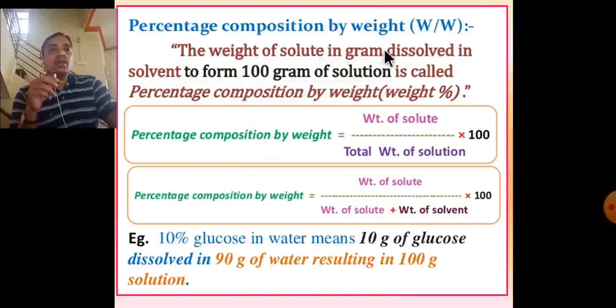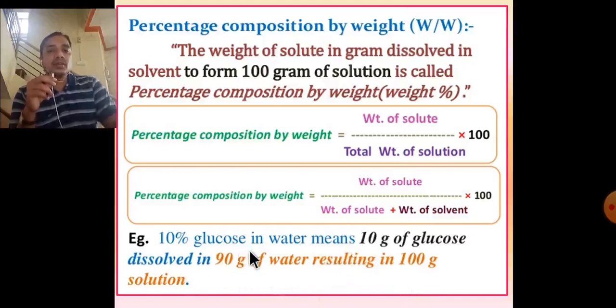Percentage composition by weight, W upon W: the weight of solute in grams dissolved in solvent to form 100 grams of solution is called percentage composition by weight. Percentage composition by weight is equal to weight of solute divided by total weight of solution into 100, that is, weight of solute upon weight of solute plus weight of solvent into 100.